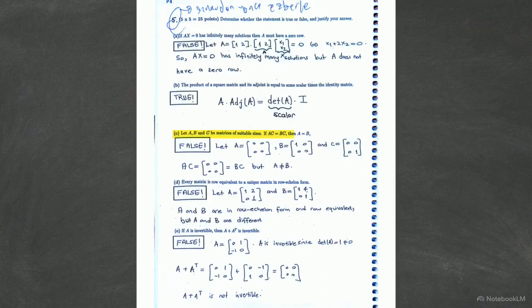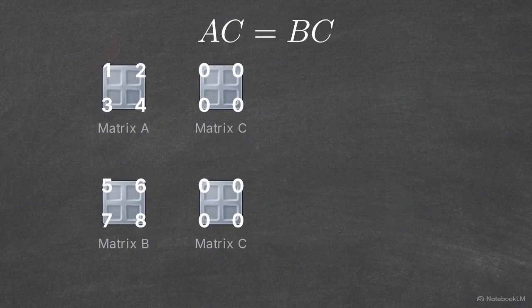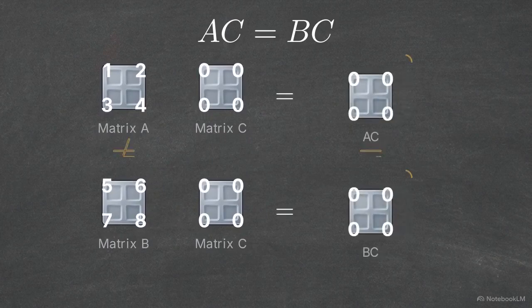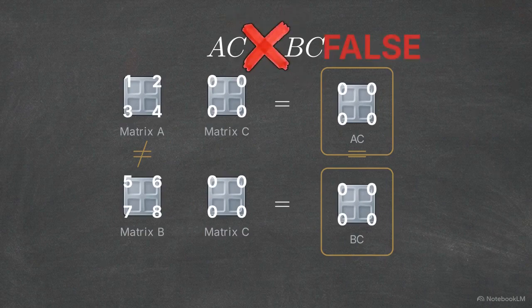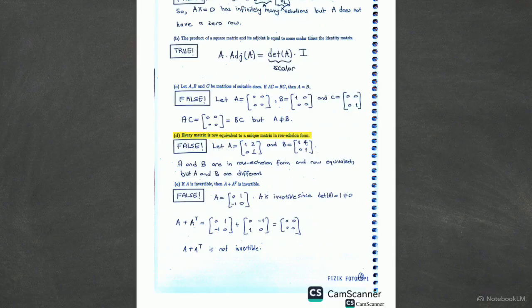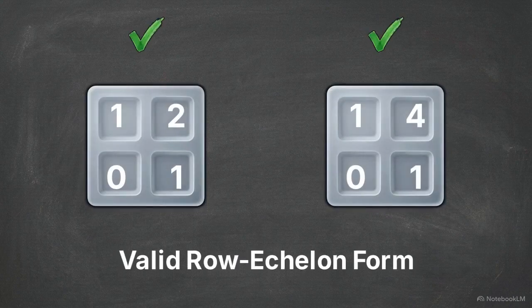Part C claims that if AC equals BC, then A must equal B. Matrices do not follow standard numerical cancellation rules. If we define matrix C as a zero matrix, any choices for A and B will result in a zero product. AC will equal BC even when A and B are completely different. False. Part D claims every matrix is row equivalent to a unique matrix in row echelon form. The trap is the omission of the word reduced.